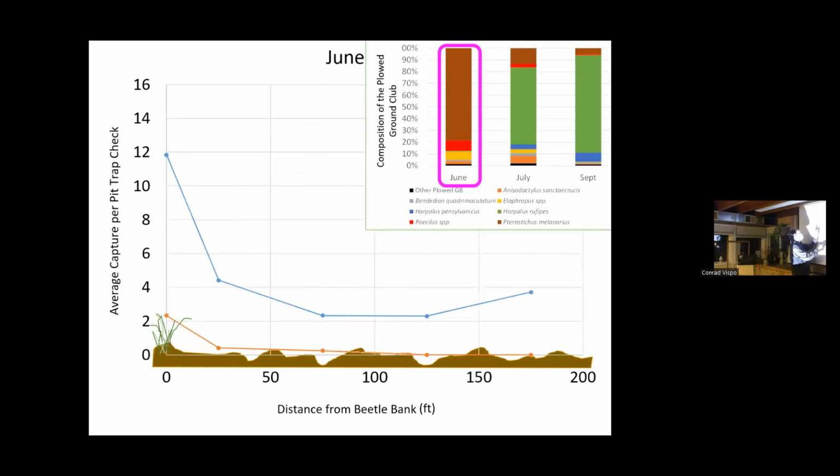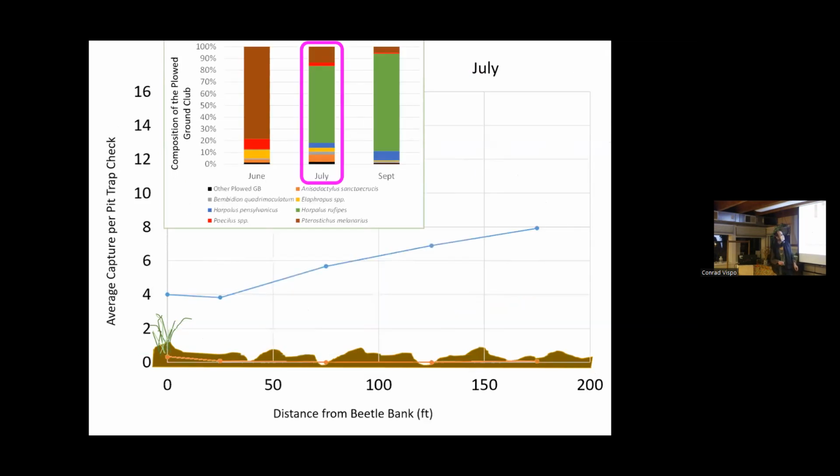Ignore the rest of this graph for a second. This is the community of ground beetles that make up this club. In other words, in June, the most common ground beetle in this real ground beetle community is Pterostichus melanarius. So basically all of this pattern is due to the occurrence of one species, which does indeed follow this.